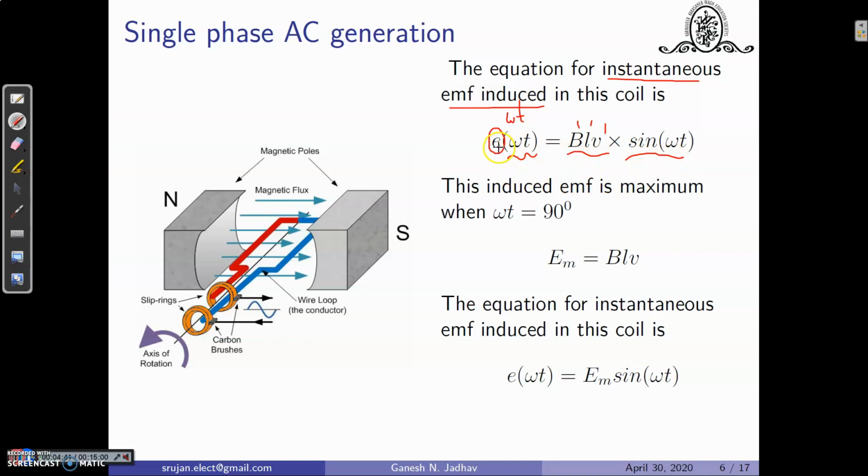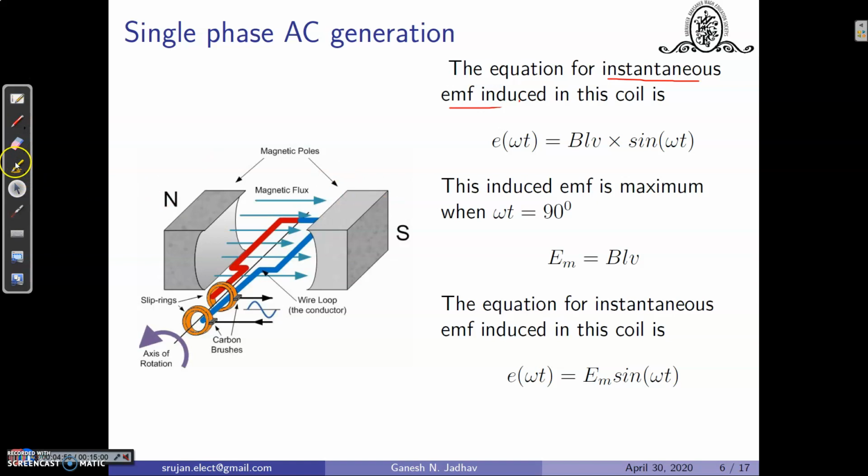You will observe that this EMF is a sinusoidal function of omega t, that is, the position of the coil. Omega t is nothing but theta, that is the position of the coil. Let us understand when this EMF will be maximum.